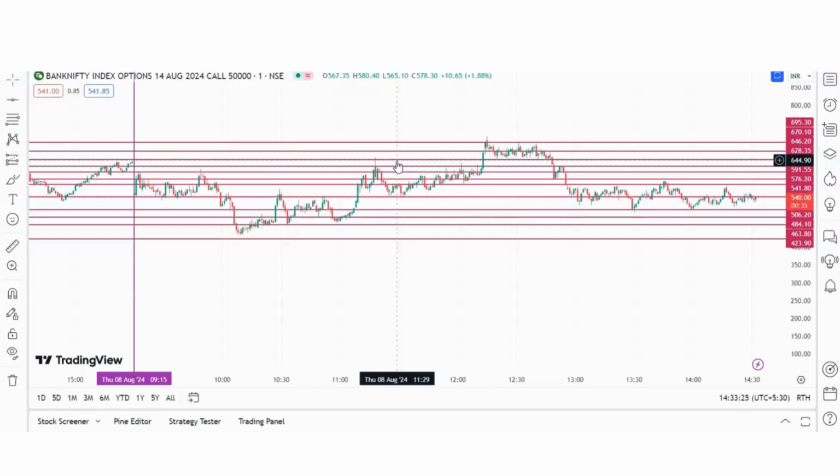If you are not working with support and resistance levels, you are walking like a blind person in the market. So this is the situation actually. Here individual levels can also be made, plotted and followed.